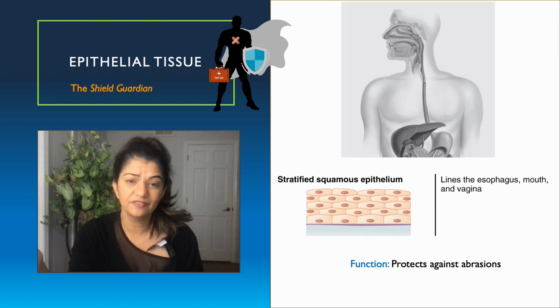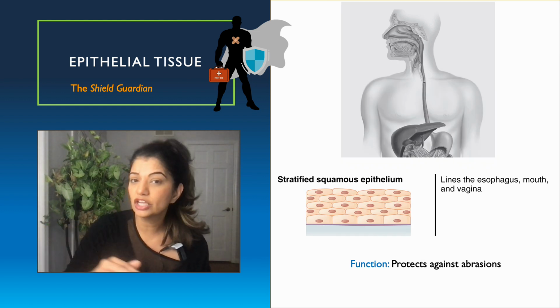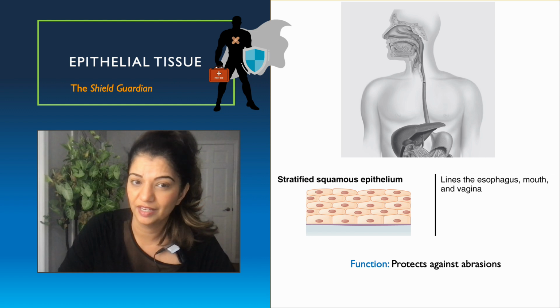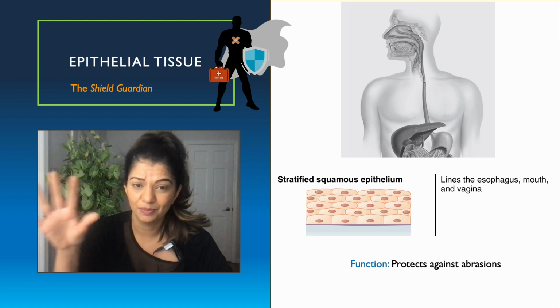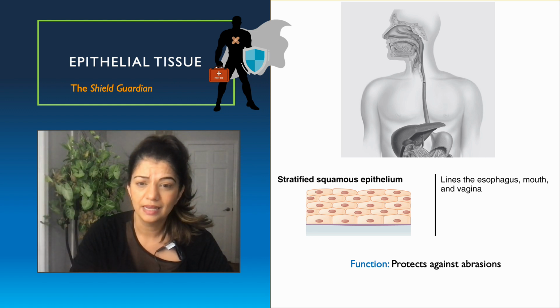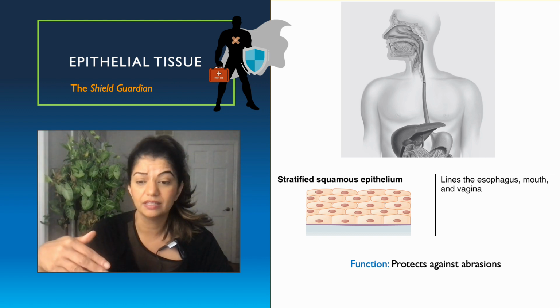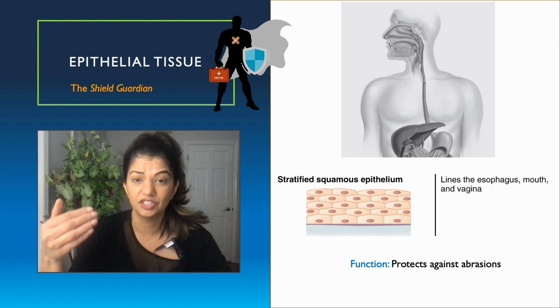Next, we have stratified squamous epithelium. This is going to be the most common type of stratified epithelium in the human body, and the top layer sometimes can be covered with keratin. We're going to talk about that later, but examples of where this is going to be found are the lining of the esophagus, the mouth, and the vagina.